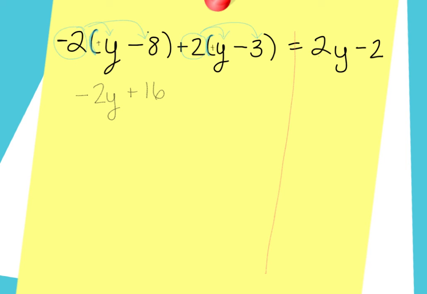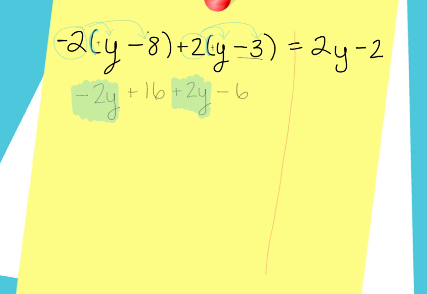Positive 2 times positive y, it's going to be positive 2y. Positive times a negative, we have negative, and then 2 times 3 is 6. Okay, and then here, we're not done, so we want to make sure we combine our like terms on the same side. So whenever we can, we are going to combine like terms that are already on the same side. We only use the box method when they are on different sides.